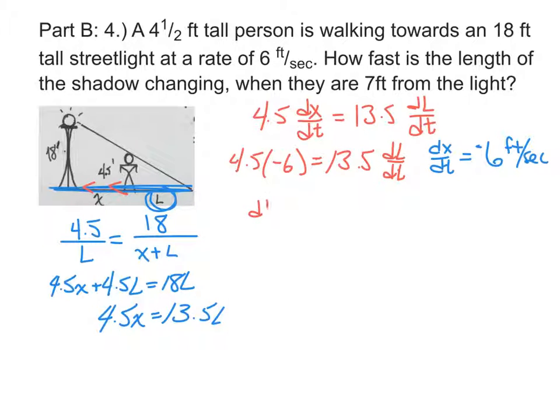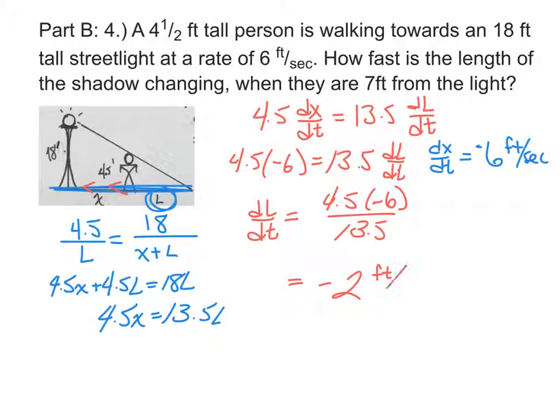And to find dl/dt, how fast the length is changing, we'll take 4.5 times -6 and divide it by 13.5. A little calculating says that that's going to end up being -2. -2 with the units: the length of the shadow is measured in feet, and time is measured in seconds.